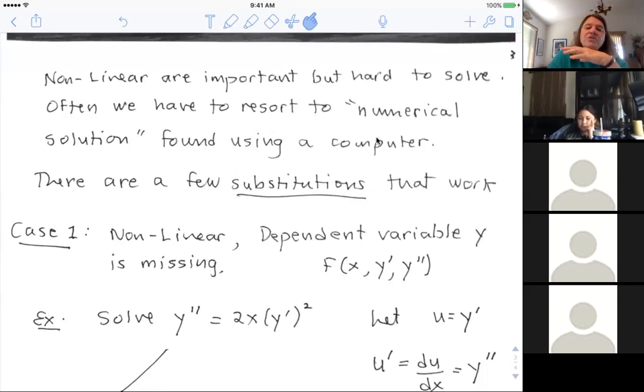There are a few substitutions that work. So I'm going to give you 2 substitutions that work, and that'll be all we're going to do with this section. There'll be just a couple of problems on each, and that'll be part of an assignment after your test. So it's not going to be on your test.